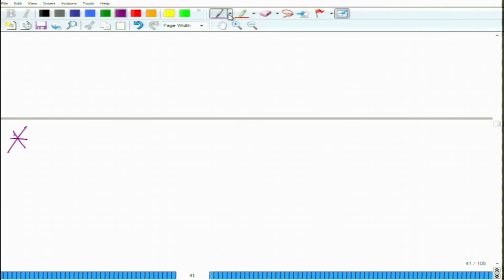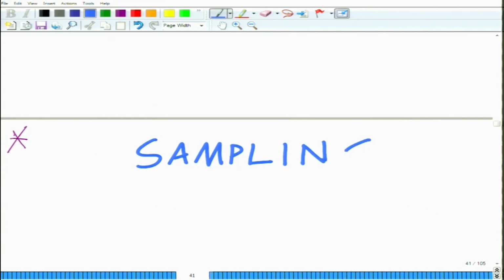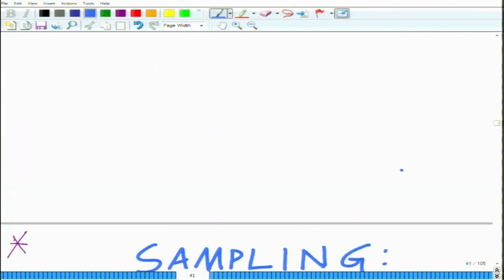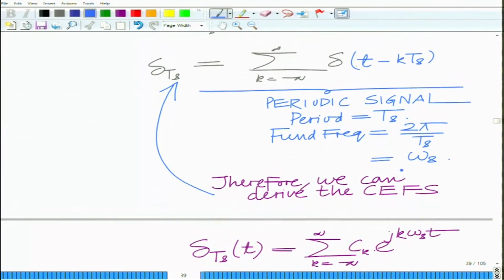So, we are looking at sampling and considering impulse train based sampling, which is the most common form of sampling a continuous time analog signal to convert it into a discrete time signal. We are looking at the principle or the theory behind sampling and trying to understand its various properties using the Fourier transform. And we are using the impulse train to sample the signal.